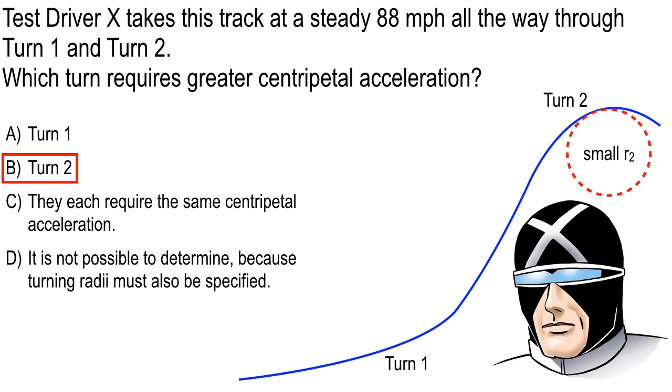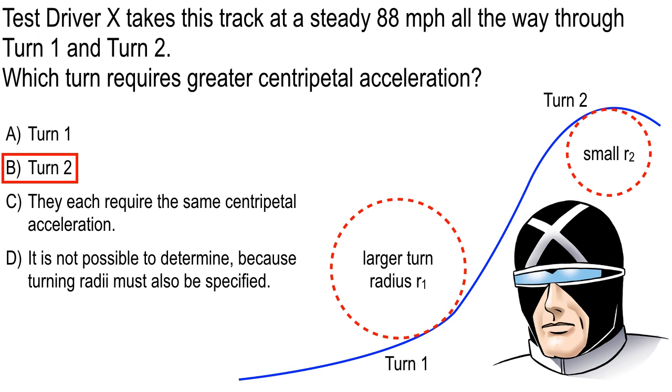So turn 2, here's the way to think about it. The turning radius. Turn 2, that's not a bad fit right there, at least for that part of the track. Pretty tight turning radius. Now turn 1, much bigger turning radius. And so if you just think of turning radii, you making a tight turn, you're going to feel it more in the car. You're going to be thrown to the side a little bit more if everything else is the same. 88 miles per hour.